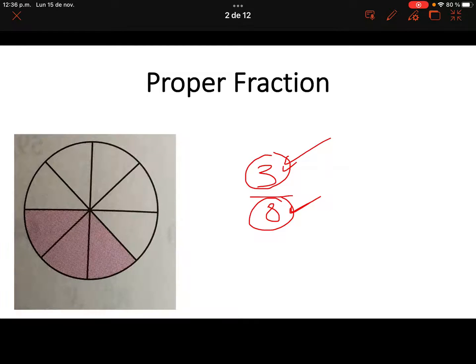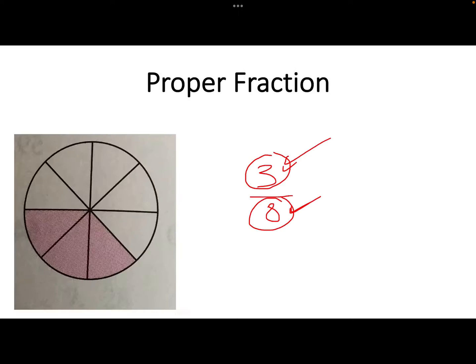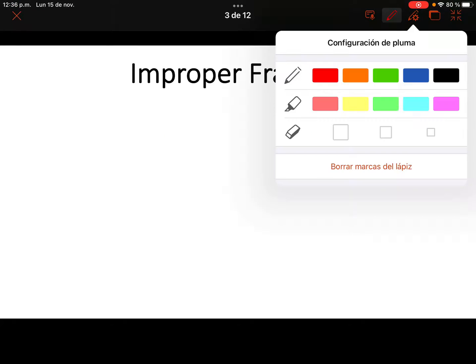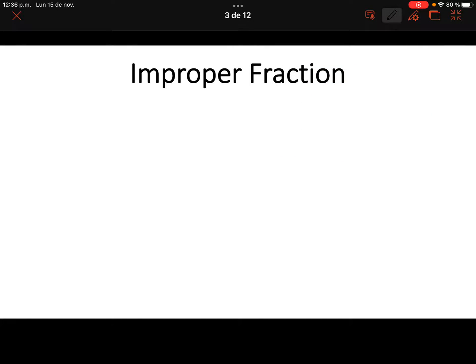The next type of fraction is the improper fraction. The improper fraction is the opposite definition of a proper fraction. For an improper fraction, the number at the top, the numerator, is greater than the number at the bottom. For example, 5/3 is one example of an improper fraction. Another one is 6/4.